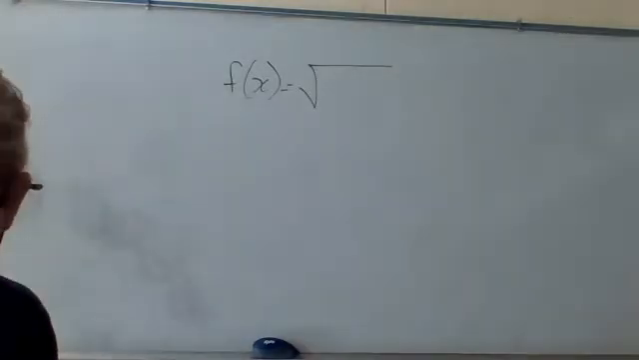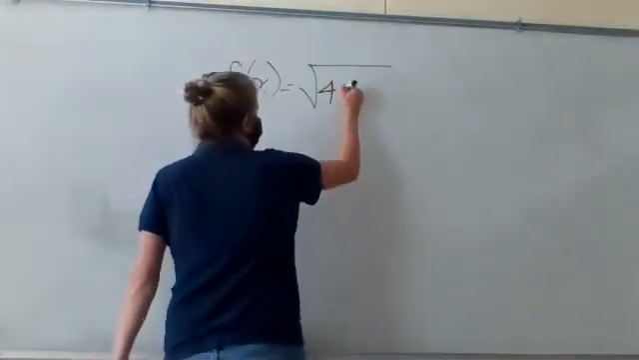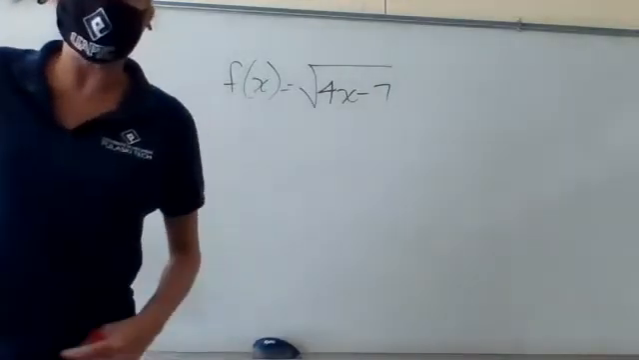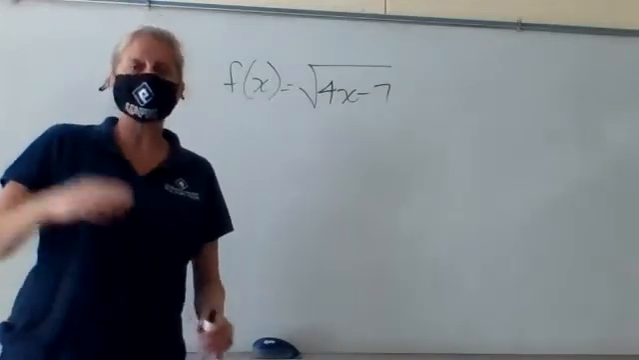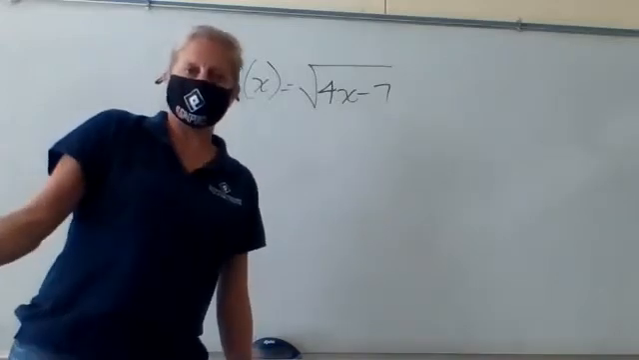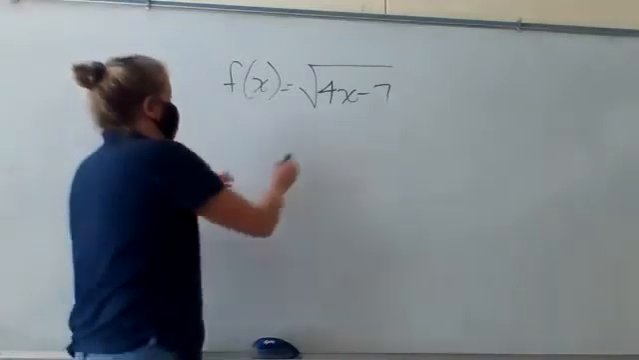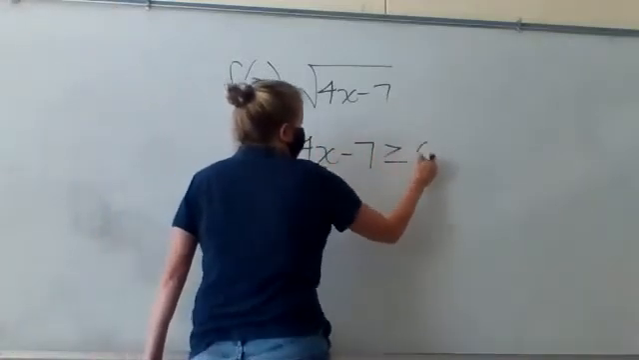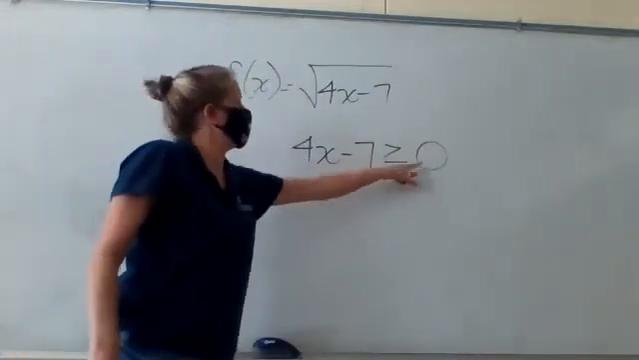So whatever it is, in this case on number 16, it's 4x minus 7. It needs to be positive. Well, what makes you positive? You have to be greater than or equal to 0, right? Because if you are below 0, that means you are negative. So in order to be equal to or above 0, whatever's under there, just set it up as that equation. 4x minus 7 needs to be greater than or equal to 0.